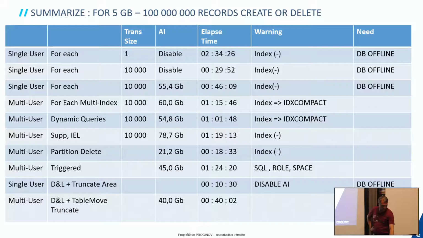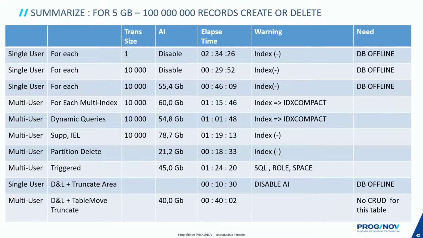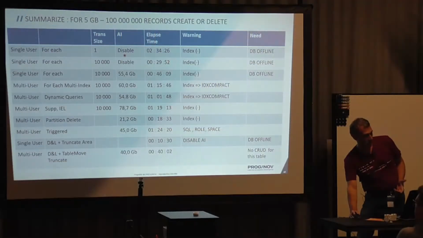So, to summarize, we've got this option. We have got several other options. So it's single user mode, with different packet transaction. It's up to you to choose your size. For the first, after imaging was disabled, so quite fast.